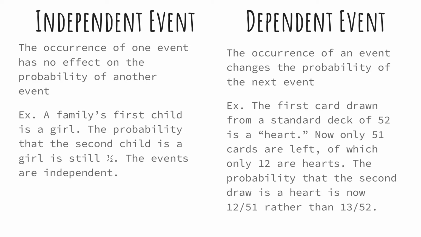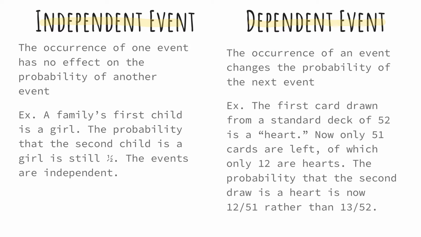A couple of vocabulary words that you need to understand are independent event versus dependent event. An independent event is when the occurrence of one event has no effect on the probability of another event. For example, a family's first child is a girl, the probability that the second child is a girl is still 1 to 2. These events are independent.